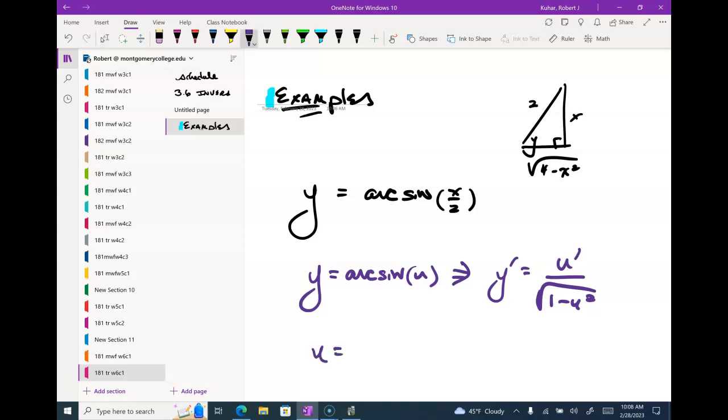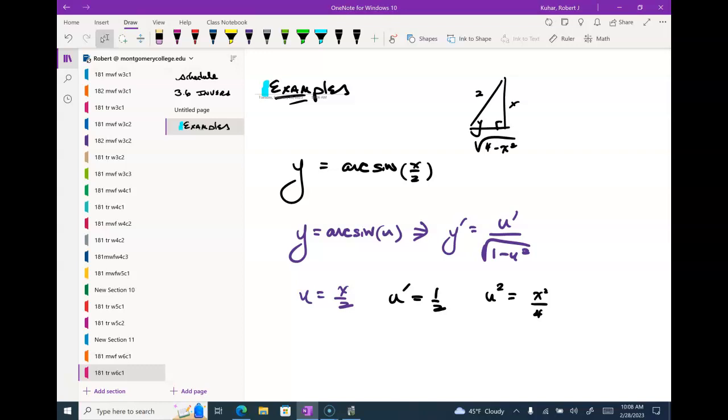So all I need is u. What is u? Anybody help me? Yeah, beautiful. What's u prime? 1/2, yeah. It's that easy, right? mx plus b, do you see it? X over 2 is mx plus 0, 1/2 x plus 0. Slope is 1/2, right? And what's u squared? I know it's tough. X squared over 4. X squared and 2 squared, right?